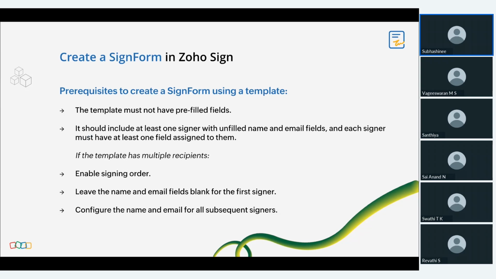Before creating a sign form using a template, ensure the following prerequisites are met. The template must not have pre-filled fields. It should include at least one signer with unfilled name and email fields, and each signer must have at least one field assigned to them. If the template has multiple recipients, enable signing order, leave the name and email fields blank for the first signer and configure the name and email for all subsequent signers.